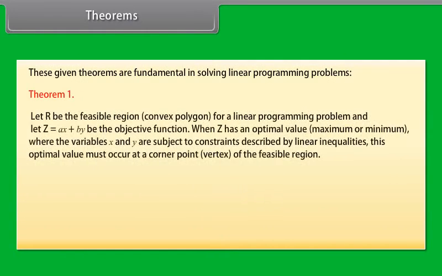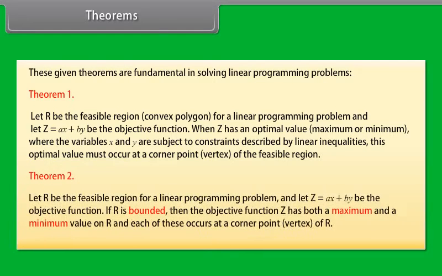Theorem 1. Let R be the feasible region, a convex polygon, for a linear programming problem, and let z equals ax plus by be the objective function. When z has an optimal value, maximum or minimum, where the variables x and y are subject to constraints described by linear inequalities, this optimal value must occur at a corner point (vertex) of the feasible region.